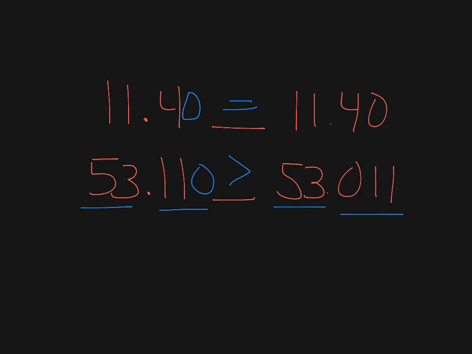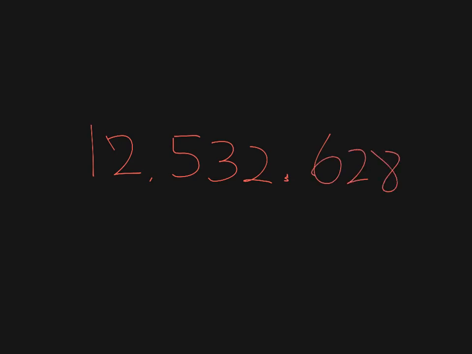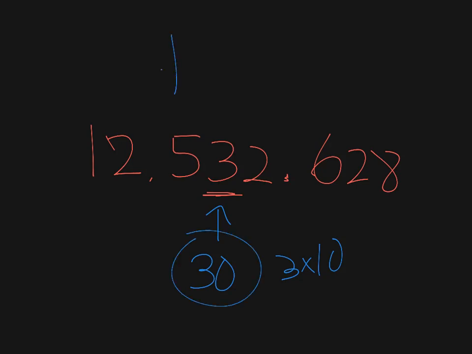Now it says, what is the value of the underlined digit? That one, let's go write the number down first. Oops. 2, 5, 3, 2, and 628 thousandths. So it says, what is the value of this digit? Well, that 3 is in the tens place, so it would be 3 times 10, which is 30. That 2 is 2 in the ones place.